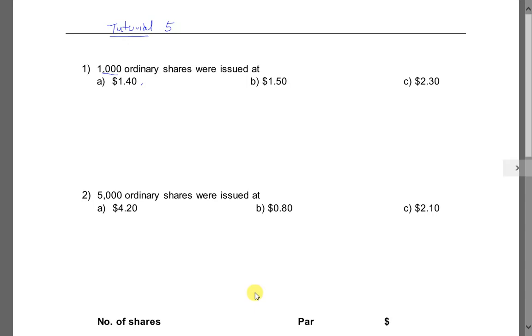So the company is going to record in the books the money received, so debit bank 1,000 shares at 1.40, they're going to receive 1,400, and credit share application. Okay, step 1: money received, credit share application. And step 2, debit share application, and credit ordinary share capital.